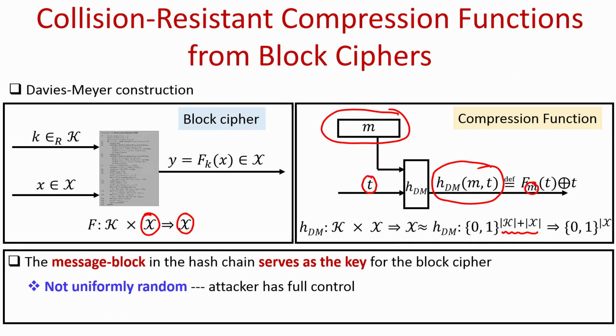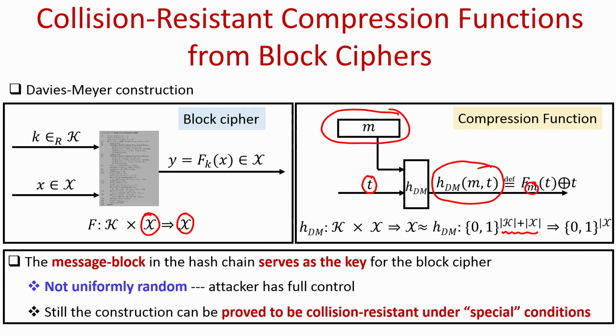The way we are designing this Davis-Meyer compression function is that the message block on which we operate will be treated as the key for the pseudo random permutation of the block cipher, and it need not be uniformly random, because the attacker could have full control over the bigger message which it wants to hash as per the Merkle-Damgard paradigm. That means it gives the attacker full control over what exactly is serving as the key for the block cipher when the block cipher is internally used in the design of the Davis-Meyer compression function.